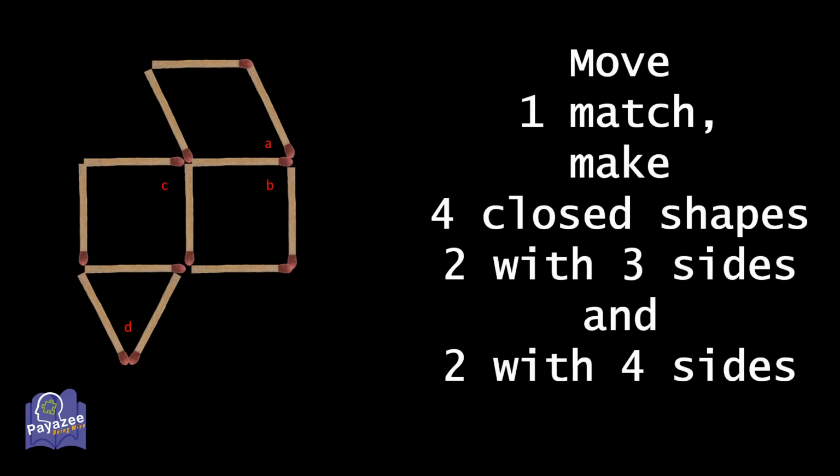Move one match to make 4 closed shapes such that 2 have 3 sides and 2 have 4 sides. On your screen we have 4 shapes: A, B, C which have 4 sides, and D has 3 sides. So we have to move a matchstick such that we have 2 shapes with 3 sides and 2 shapes with 4 sides. If you didn't understand, read it properly. This is a little bit of a tricky question. So let's start with the solution.